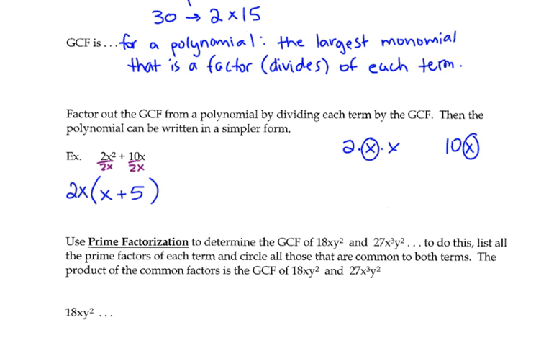How could you check your answer? Expand it. Could we not just expand it to see if it gives us our original expression? Does 2x times x give you 2x squared? Yeah. Does 2x times 5 give you 10x? Yeah, we can just go backwards to check our answer.